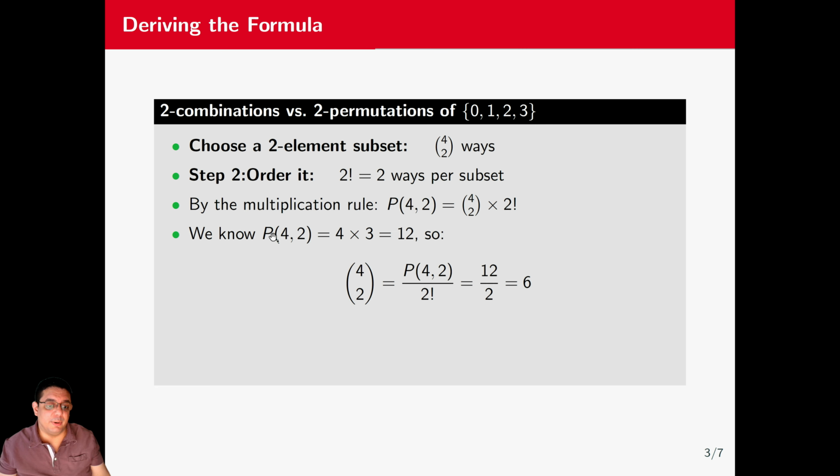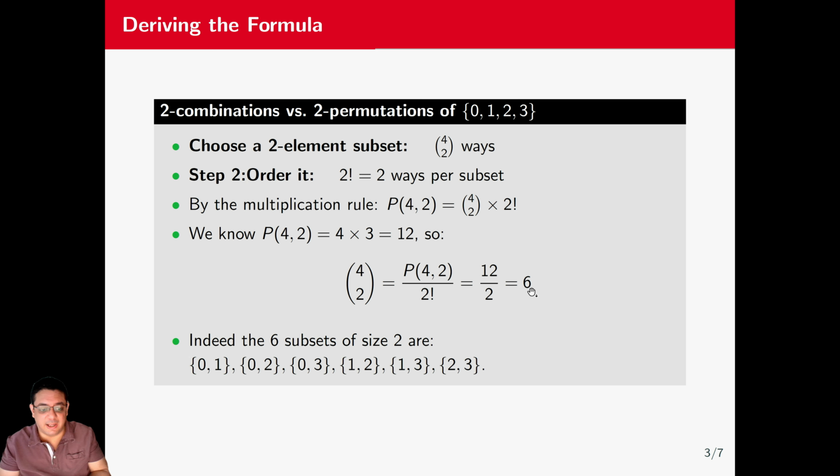Now, we know that the permutation of 2 elements out of 4 is 12. So I can also find 4 choose 2 using the value of the permutation. The permutation of 2 out of 4 is 12, divided by 2 factorial, which is 2, gives me 6. This makes sense if you think of all the subsets of size 2 without repetitions: 0, 1; 0, 2; 0, 3; 1, 2; 1, 3; 2, 3. That gives me all the possible combinations, since order doesn't matter here.